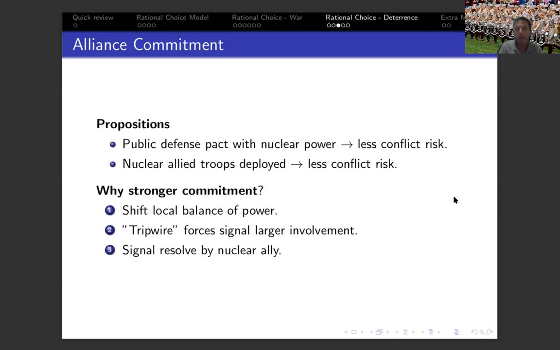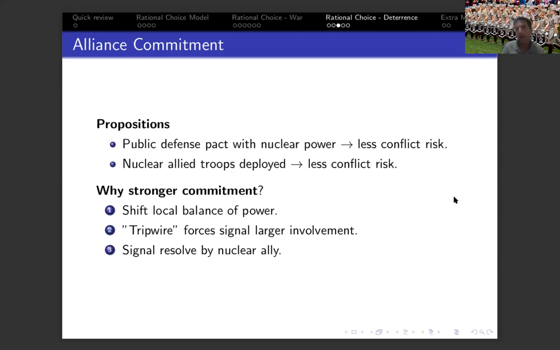Another reason is what's called the tripwire mechanism. Let's go back to the example of Korea. If North Korean forces decide to attack South Korea, once American troops are stationed there, they are almost sure to be targeted and harmed, which means that's going to compel the United States to have much larger involvement in this conflict. So that's an escalation of the conflict between the North and the South because American troops that were deployed in the area were harmed. That's another reason which makes the commitment by the United States to this defense pact much stronger.